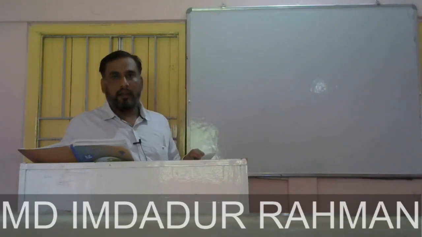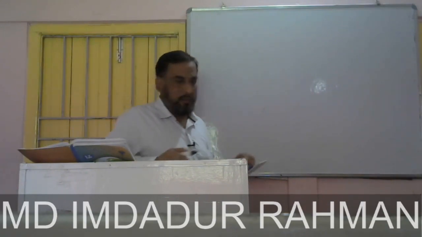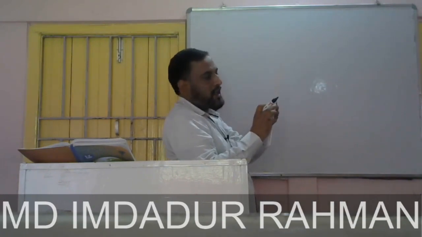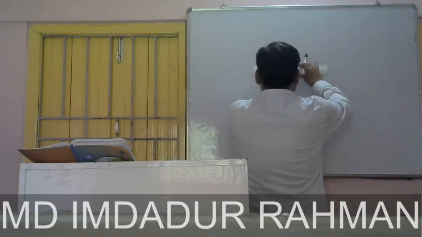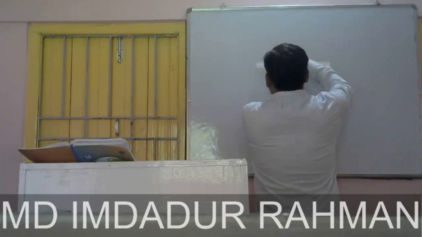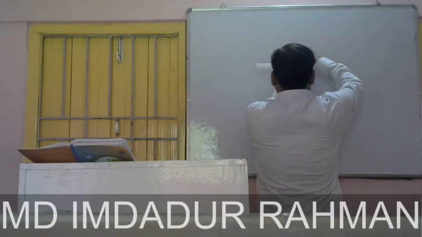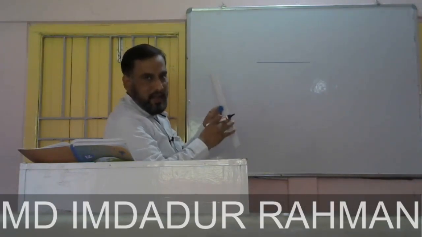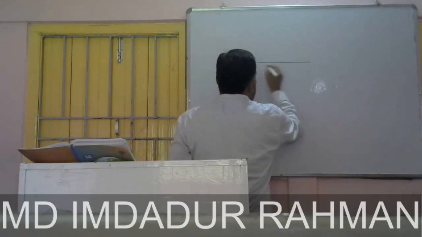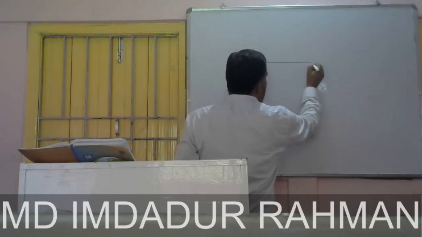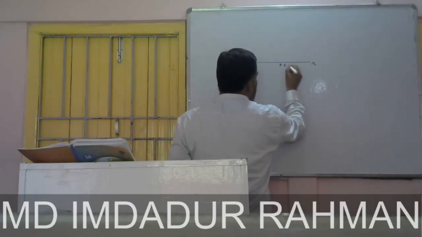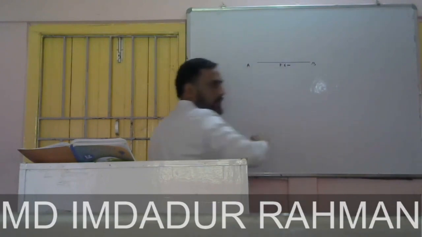Now I am drawing. Just you follow me and try to construct with me. At first we will draw a line segment of length 7.6 centimeter. You can use scale. You see, I have drawn a line segment of length 7.6 centimeter by my scale and giving the name of this line segment as AB.